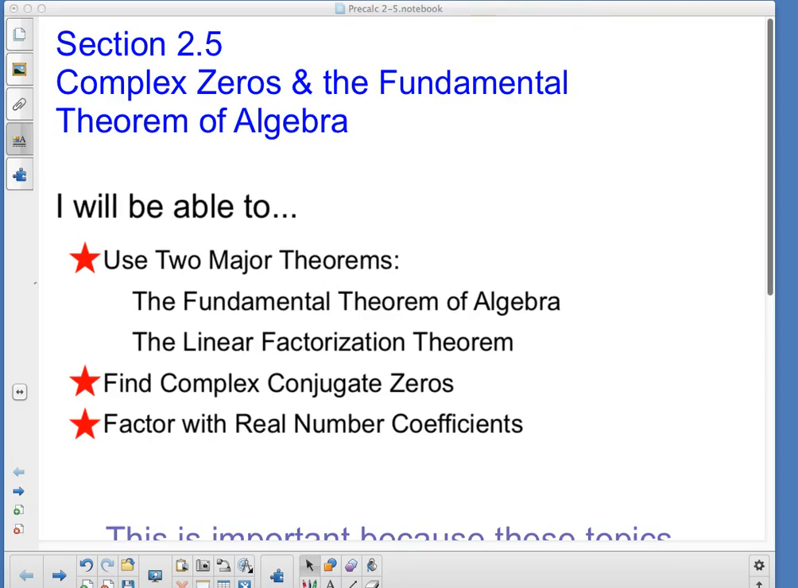Okay, section 2.5, complex zeros and the fundamental theorem of algebra.